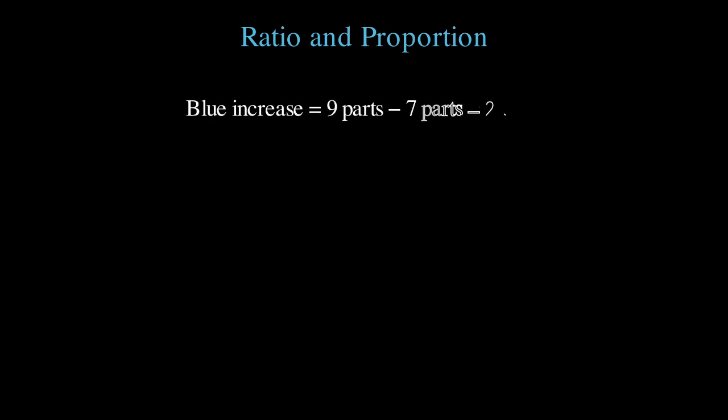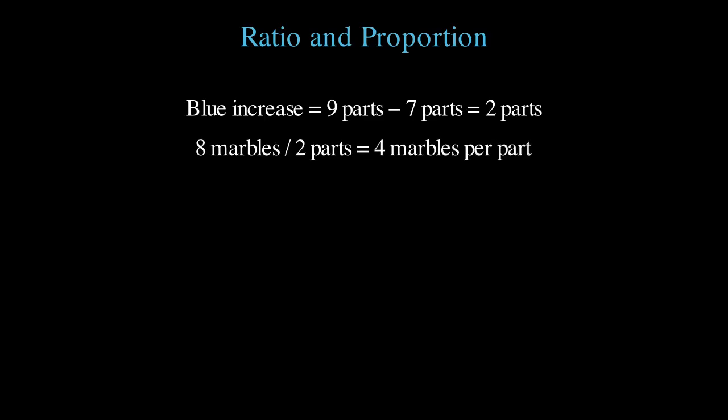Blue went from 7 parts to 9 parts, so the increase in parts is 9 minus 7, which is 2 parts. We're told this increase of 2 parts is really 8 marbles, so dividing 8 by 2 tells us 1 part is worth 4 marbles. Red marbles are 5 parts, so we multiply 5 by 4, giving 20 red marbles in the bag.